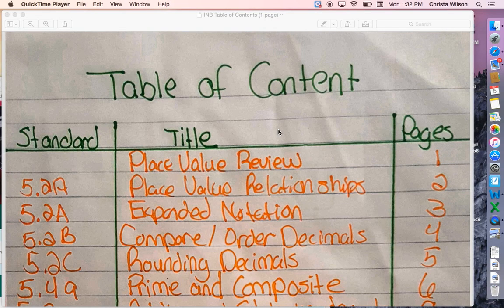Be taking notes on prime and composite numbers in your interactive math journal, your notebook. So go ahead and get your math journal out. Turn to the table of contents, and we're going to add underneath rounding decimals, which you should have already put into your notebook and taken those notes. The next thing we're going to do is 5.4a, prime and composite, page 6.